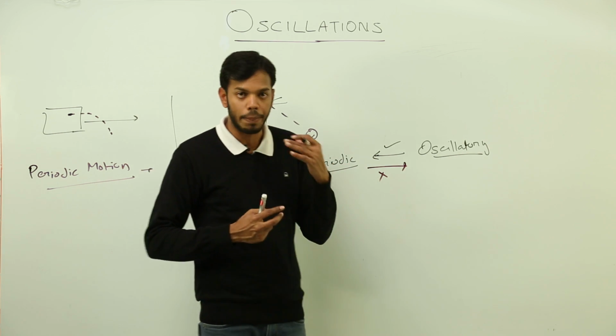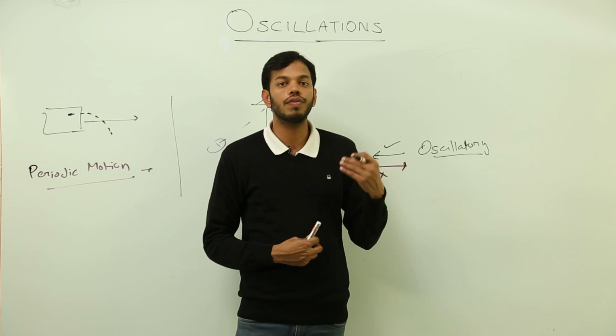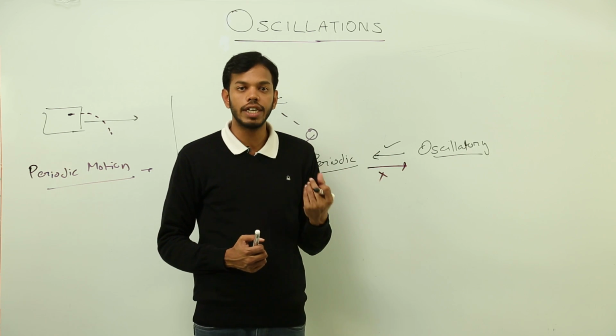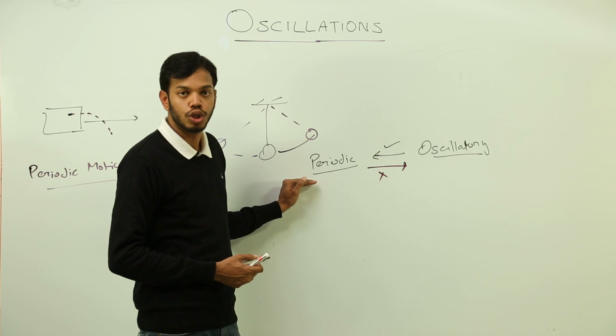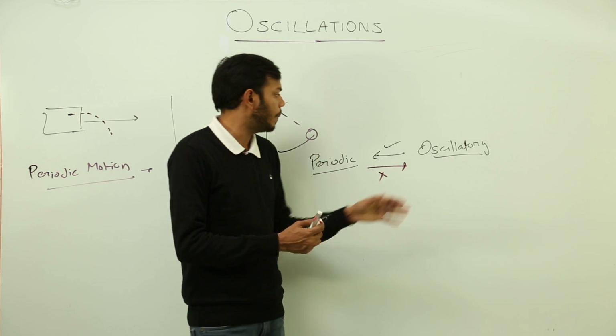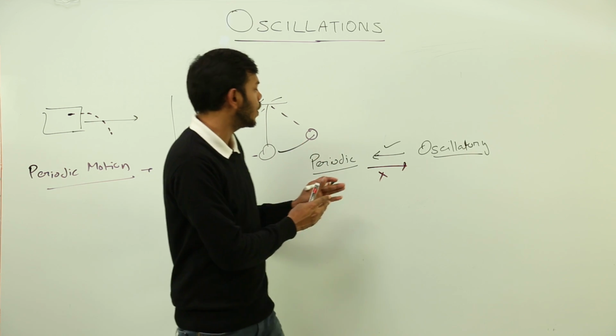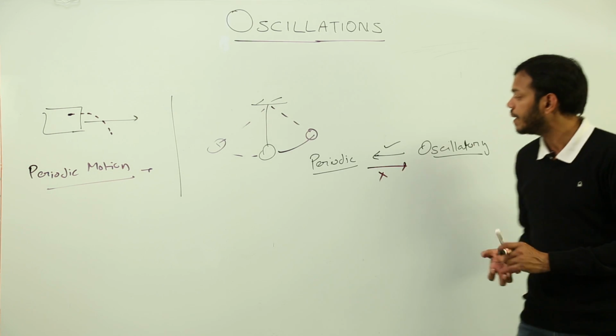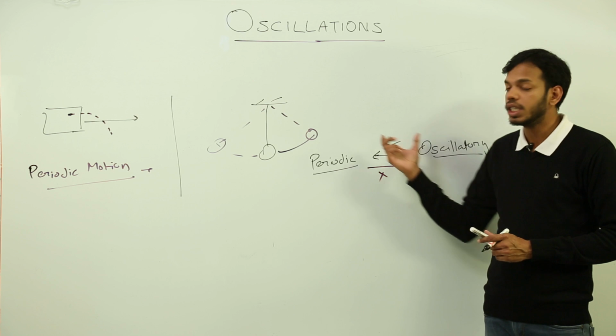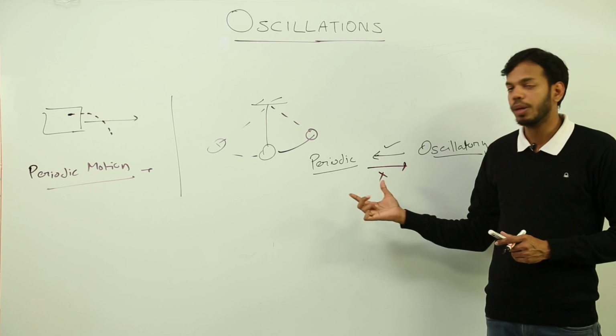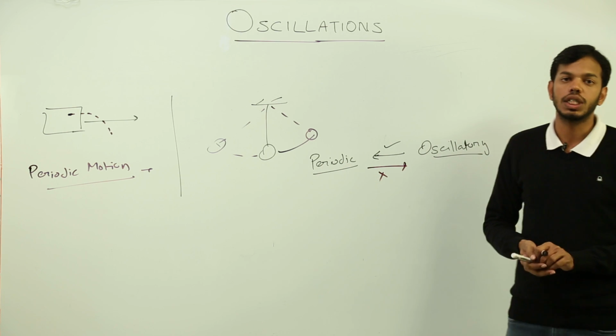Periodic motion does happen, for example, rotation of Earth, it does happen after a regular interval of time, but this type of motion is not to and fro, right? But oscillatory motion is to and fro. So that is the key difference between periodic and oscillatory, that is, oscillatory motions can be periodic in nature, but all periodic motions cannot be oscillatory in nature.